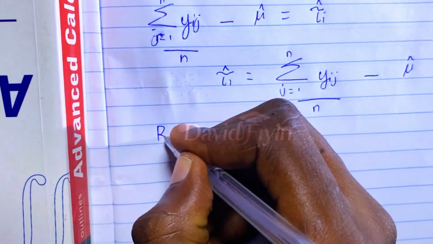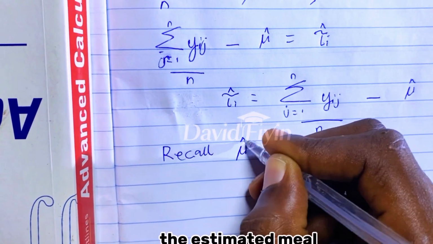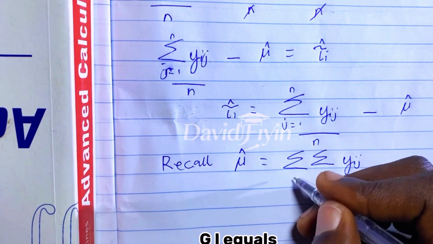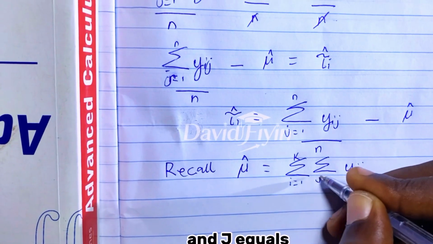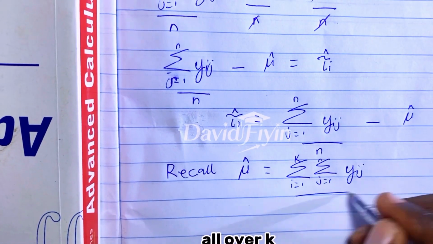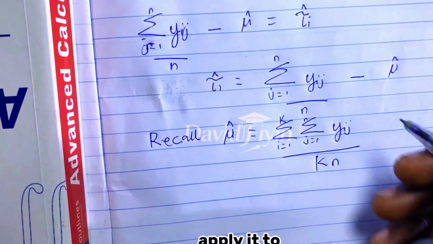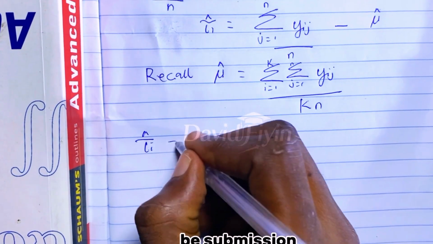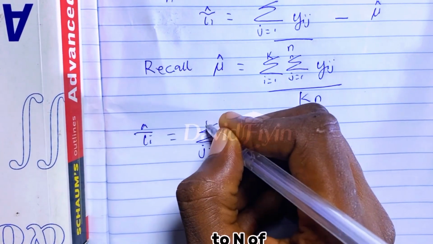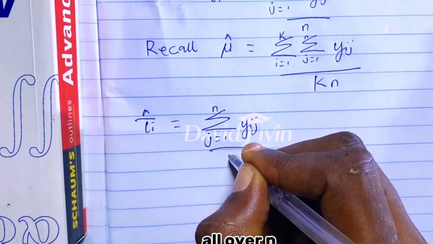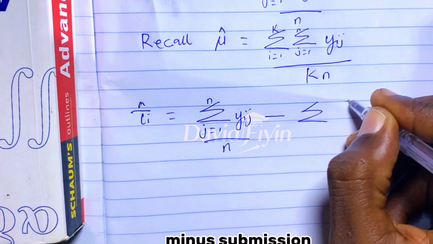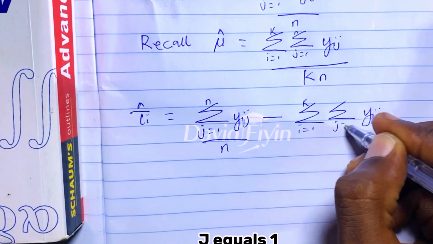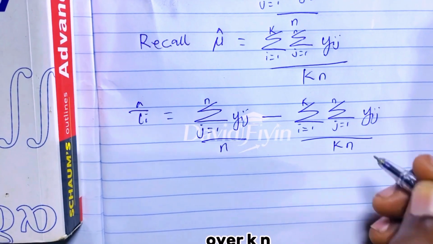And recall that the estimated mu is the summation of Yij, i equals 1 to k and j equals 1 to n, all over kn. If we apply it to the equation above, we have our tau i to be the summation j equals 1 to n of Yij all over n, minus the summation of Yij, i equals 1 to k, j equals 1 to n, all over kn.